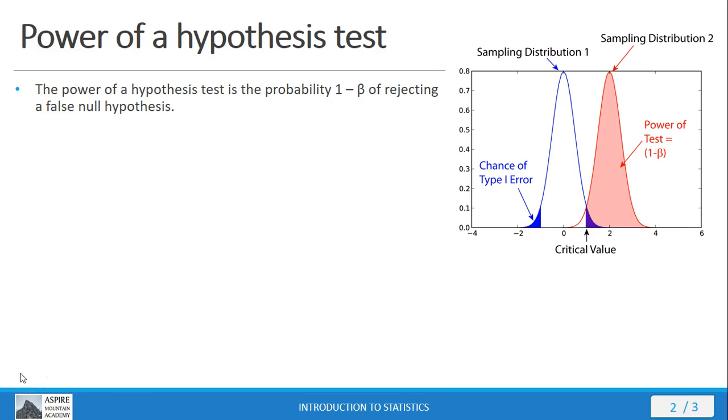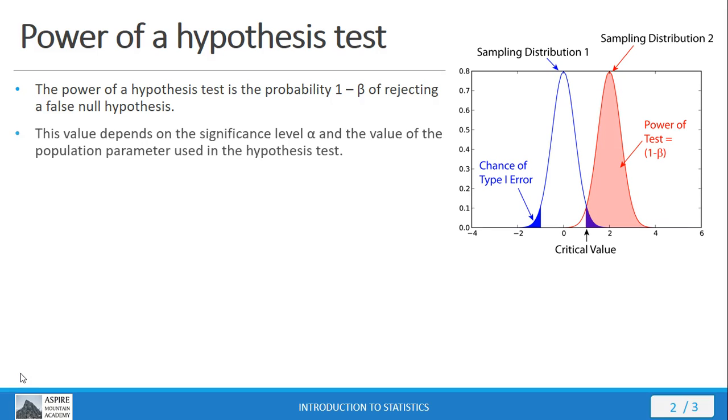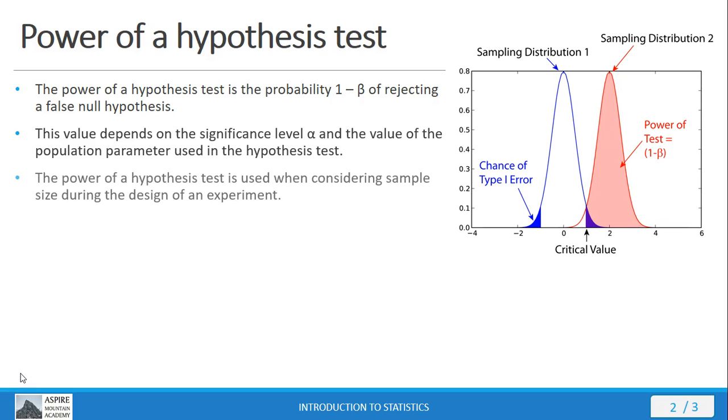Now, you're not going to really have to know much more than this to work any of your assignments, because they can't really ask you more than just the definition. And that's because the value of the power of the hypothesis test is going to depend on the significance level alpha and the value of the population parameter used in the hypothesis test. This is something that's used when you're considering sample size during the design of an experiment.